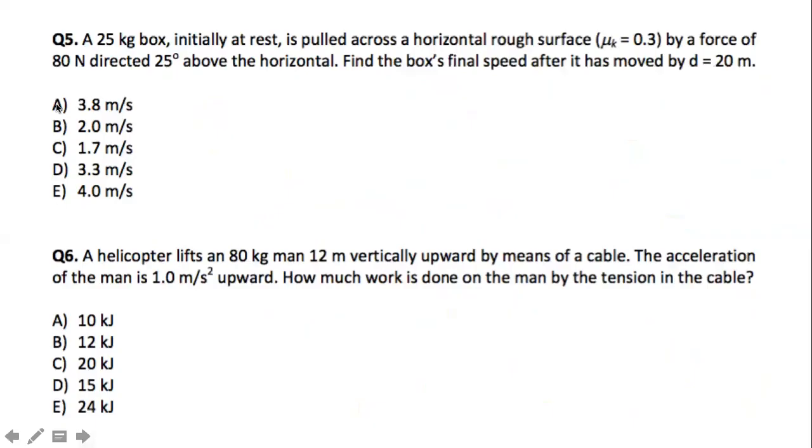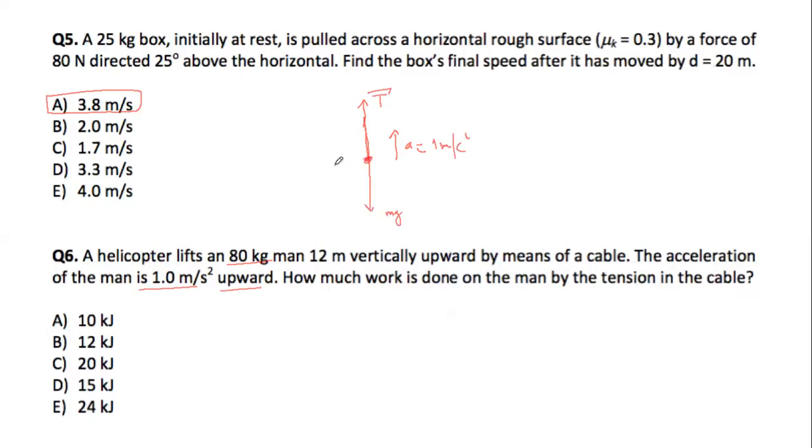Next. So the answer is 3.8 meters per second. Next, let's look at a helicopter. Read the question carefully, okay? This is the mass of the man. This is a man, and you will have mg downward. And he's lifted by a helicopter by means of a cable, and the cable has a tension. And the acceleration of the man is 1 meter per second squared upward.